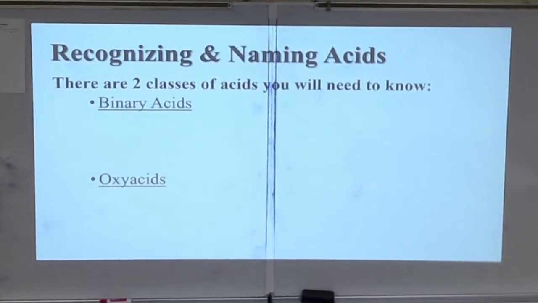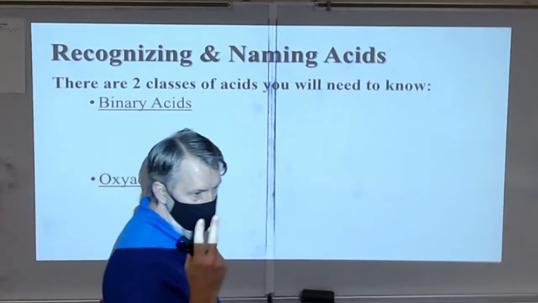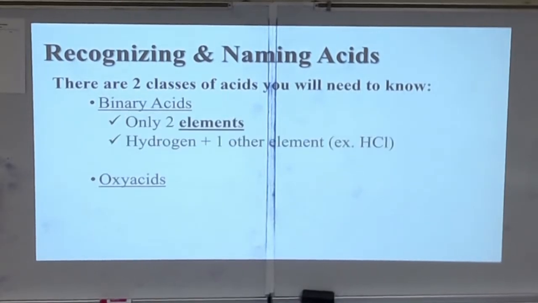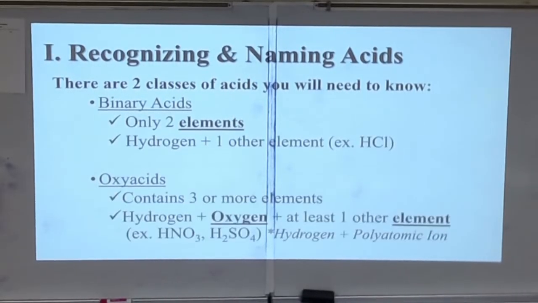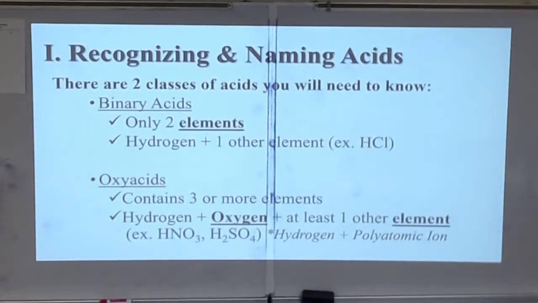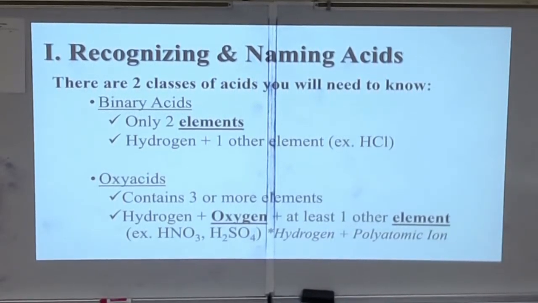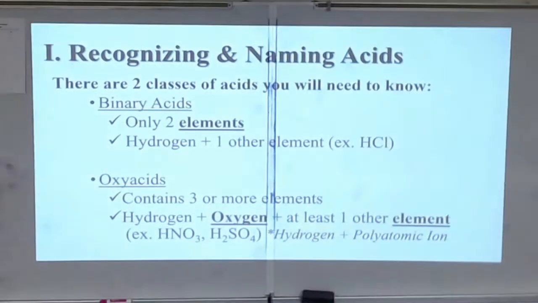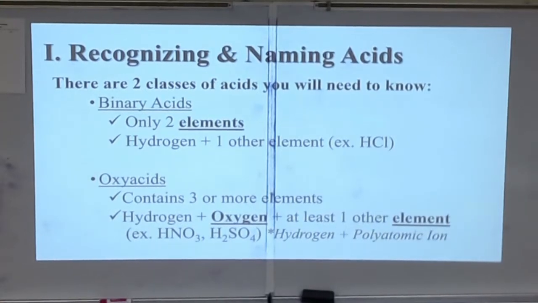Binary acids have how many elements? 2. Binary acids have 2 elements, hydrogen plus the other guy. Okay? Hydrogen plus something else. Oxyacids contain 3 or more elements. Specifically, they're going to contain oxygen. This is where the term oxy comes from. It's not just a good infomercial. Okay, got your binary acids, got your oxyacids.